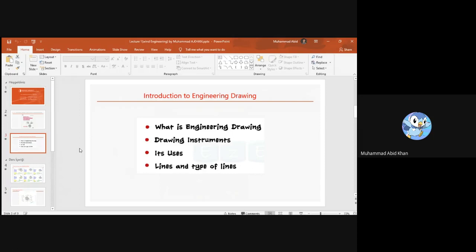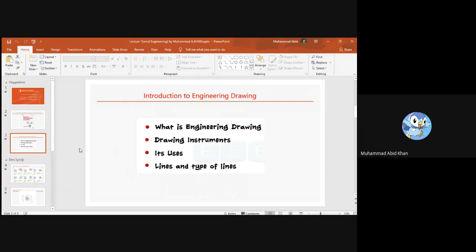I welcome you all to this course, Engineering Drawing 1. Today we will discuss an introduction to engineering drawing. What is engineering drawing? Drawing instruments and their uses, lines and types of lines. We are going to discuss these in this lecture.